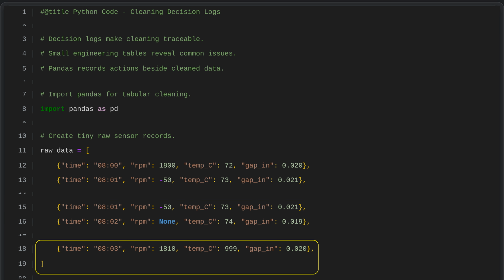This sensor record stores a time of 0803, an RPM value of 1810, a temperature of 999 degrees Celsius, and a gap of 0.020 inches. It is part of raw sensor data that will be converted into a Pandas data frame for cleaning and analysis. The temperature is clearly unrealistic, so it likely indicates a sensor error to handle during cleaning.